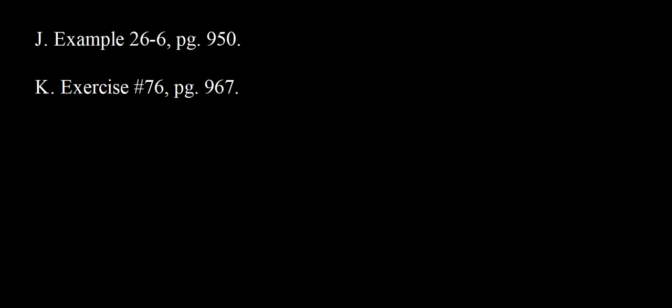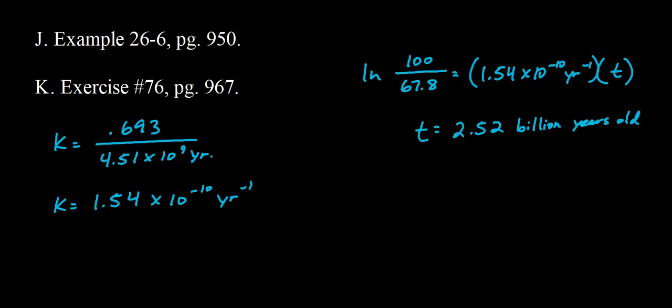All right, page 967, number 76. Go ahead and pause the video, set that up now, please. I feel like there's a pattern here, so once again, find the rate constant, apply our integrated rate equation. Notice what I did here. Those numbers that we were given, the number of uranium atoms and lead atoms, that totals 100 atoms. And so those are the numbers I use.